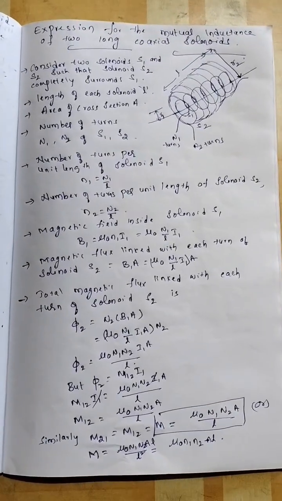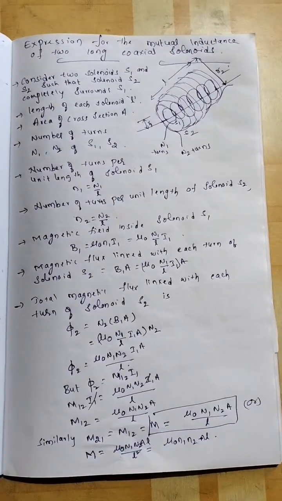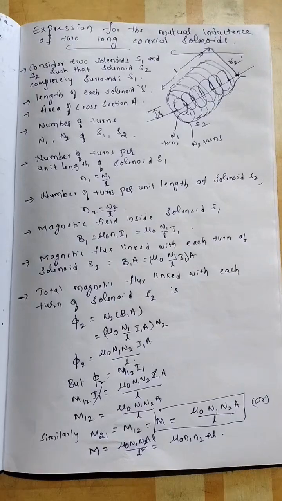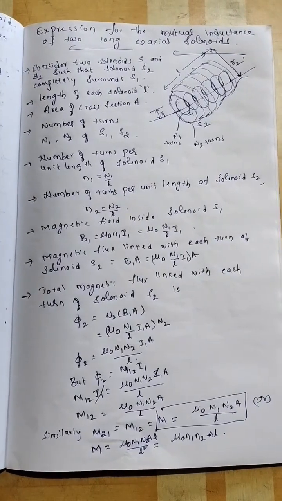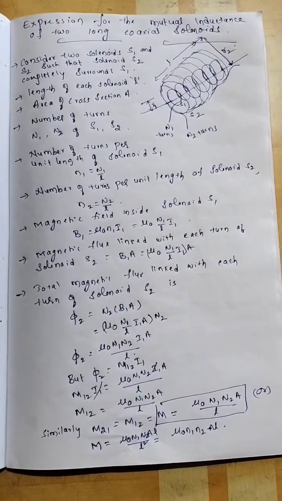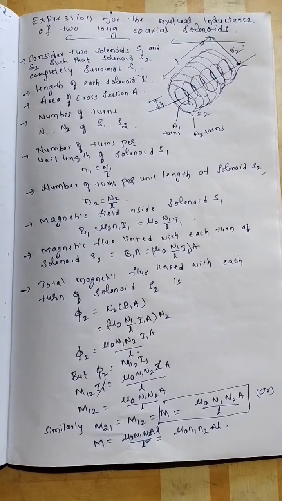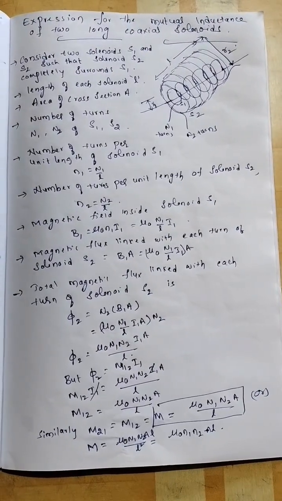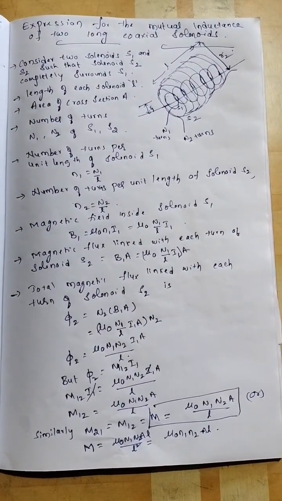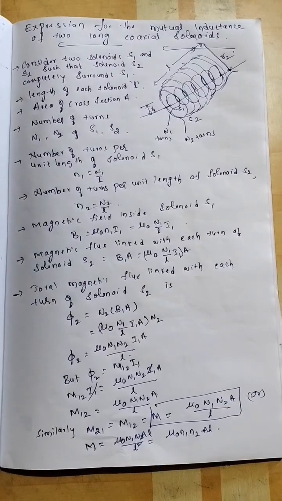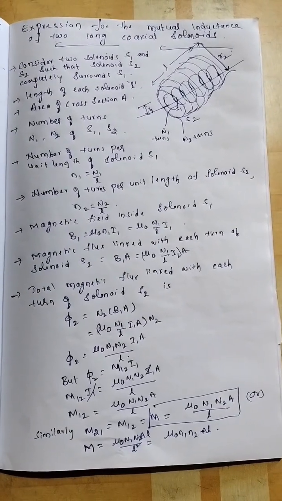Hello guys, in this video let us discuss the expression for mutual inductance of two coaxial solenoids. Here mutual induction means when two solenoids are placed very close to each other, and let us make a current I1 flow in the first solenoid and I2 in the second solenoid.